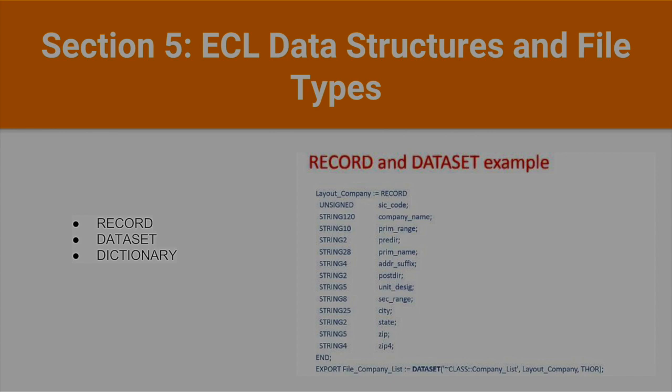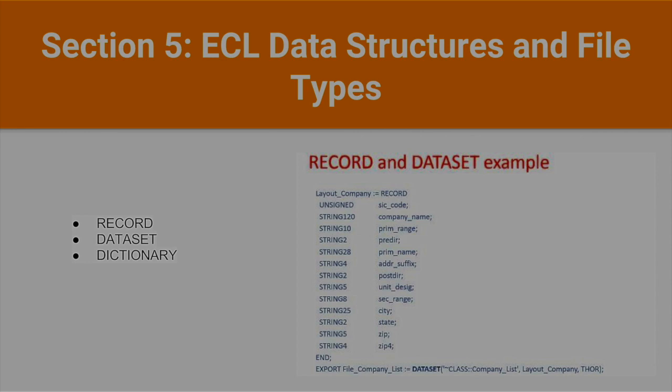So section 5 is going to be ECL data structures and file types. This is a really dense section. I managed to condense it down in this slide just for readability. But of course you have 3 basic types of data structures in ECL. You have records, data sets, and dictionaries. They all behave differently. They all serve different purposes, but they all work together.